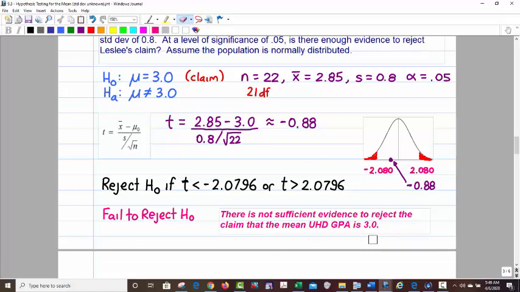But as I've talked about before, and it doesn't hurt to say it again, that doesn't mean we necessarily support that claim, that H0. We just can't reject it.